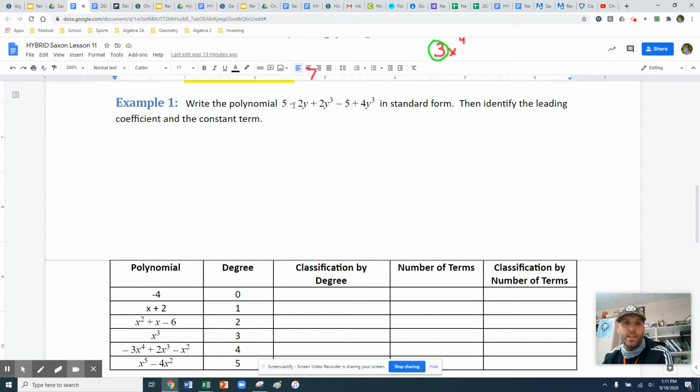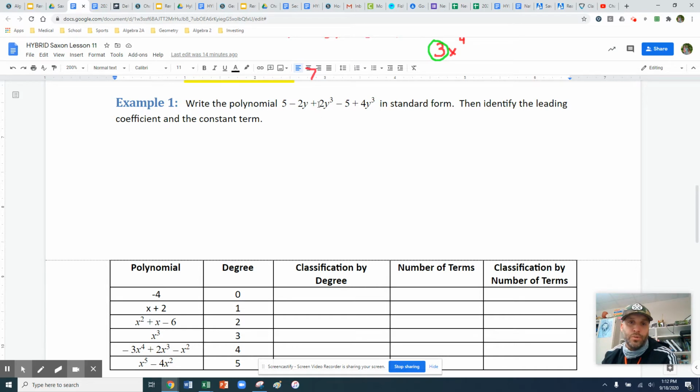So in example 1, we have a polynomial that's kind of in disarray. We've got our terms all kind of mixed up. We've got some y to the third terms and a y and some constants. We're going to put this in standard form, which from above means that we are going to start with the highest degree and then list each degree in sequential order all the way down till we get to possibly a constant. Once we do that, we'll get to identifying the leading coefficient and the constant term.